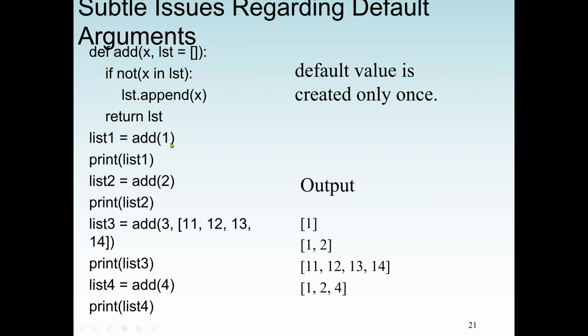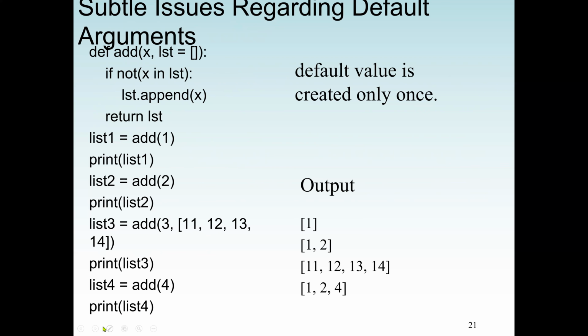And here we add 1 to list 1. We print list 1. We add 2 to list 2. We print list 2. Then we add 3 and 11, 12, 13, 14 as an array. Then we print it. Then add 4 to list 4. Then we print list 4.